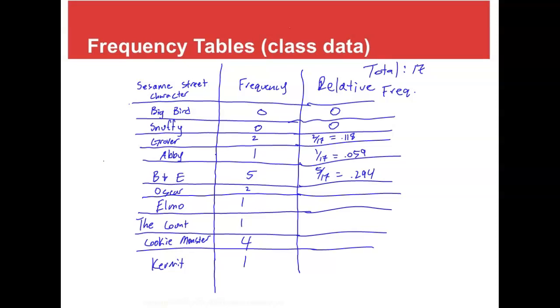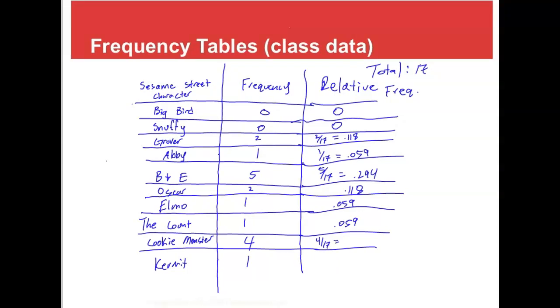Two out of 17 again is going to be 0.118. 1 is still going to be 0.059. 4 out of 17 is 0.235. And then this is 0.059. So when you total up the relative frequencies, they should add up to 1. So that makes 100% of your data table. All right.